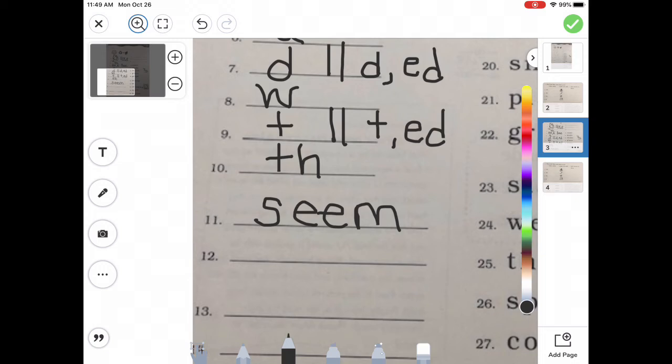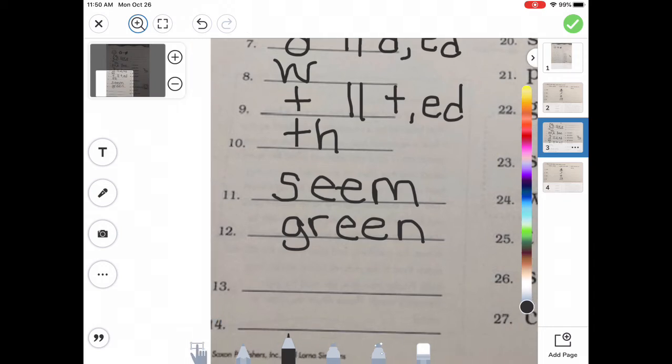All right, what about green? Green. I have gr, G-R, E. Remember, for that long E sound, we know how to spell it as the two E's. Very good. And then N. Green. Green. All right, let's try another one.